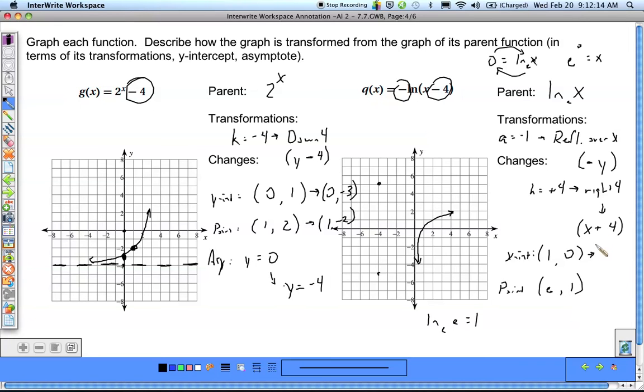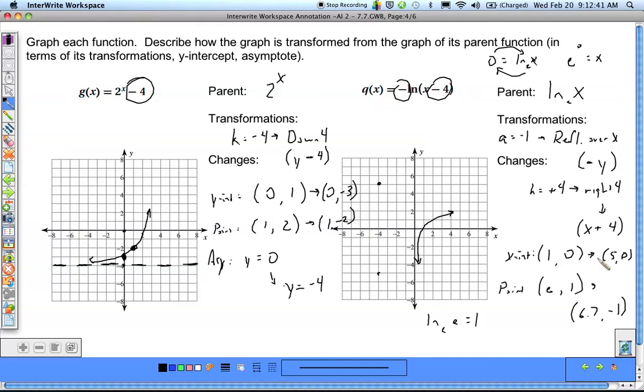This, when we transform it, add 4, is going to become the point (5, 0), but we need to also throw in our reflection over the x-axis, which means make our y negative, so the 0 is still going to stay as 0. We move the e to the right 4. Remember, e is approximately 2.7, so when we add 4, we're going to get approximately 6.7, and then we have to reflect that 1 across the x-axis, making the y negative, which means it's going to become a negative 1.